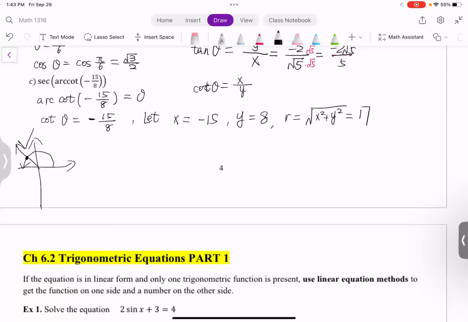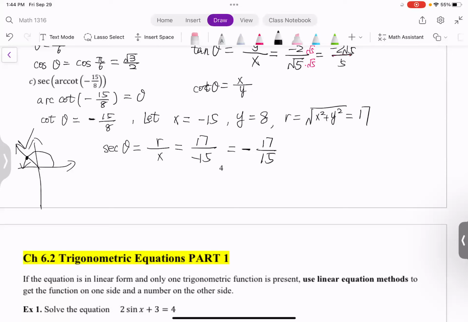And what is the next step? I'm looking for the secant theta. Secant theta equals r over x, because secant equals 1 over cosine, and cosine is x over r. So secant is r over x. What is r? 17. What is x? Negative 15. So the solution is negative 17 over 15.